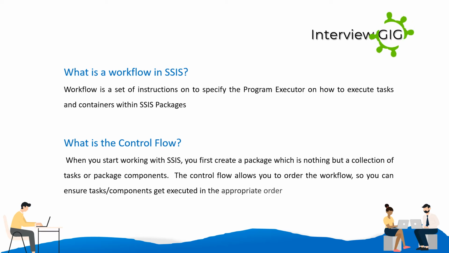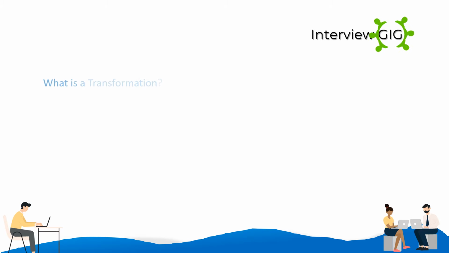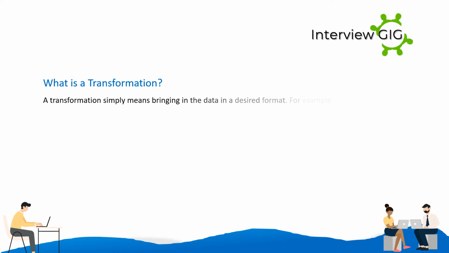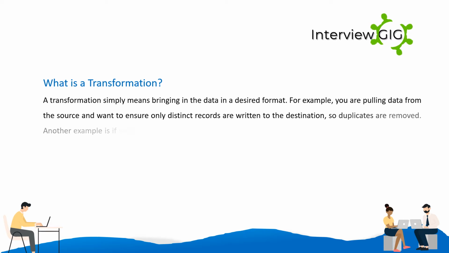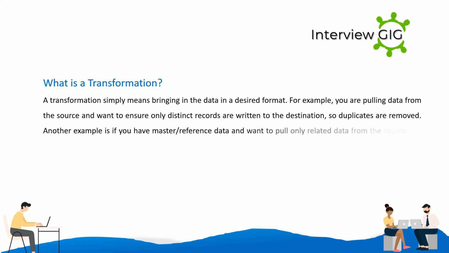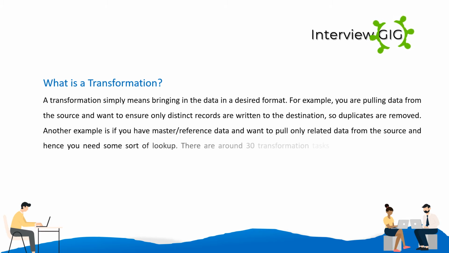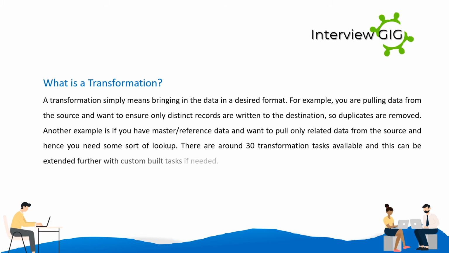What is a transformation? A transformation simply means bringing in the data in a desired format. For example, you are pulling data from the source and want to ensure only distinct records are written to the destination, so duplicates are removed. Another example is if you have master reference data and want to pull only related data from the source, and hence you need some sort of lookup. There are around 30 transformation tasks available, and this can be extended further with custom-built tasks if needed.